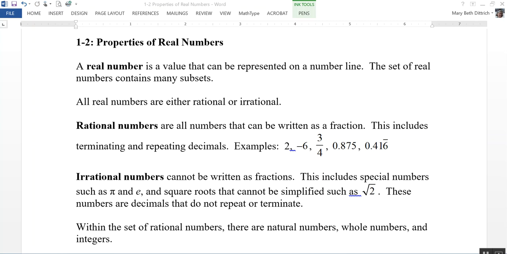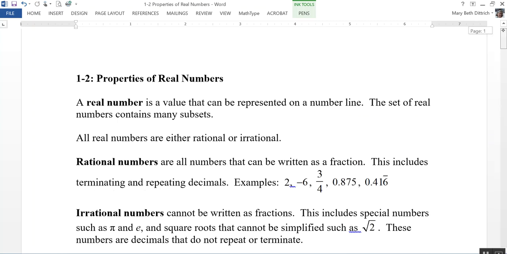Irrational numbers cannot be written as fractions. This includes several special numbers such as pi and e, and all the square roots that cannot be simplified, such as square root of 2 or square root of 3. These numbers are decimals that do not repeat and do not terminate.